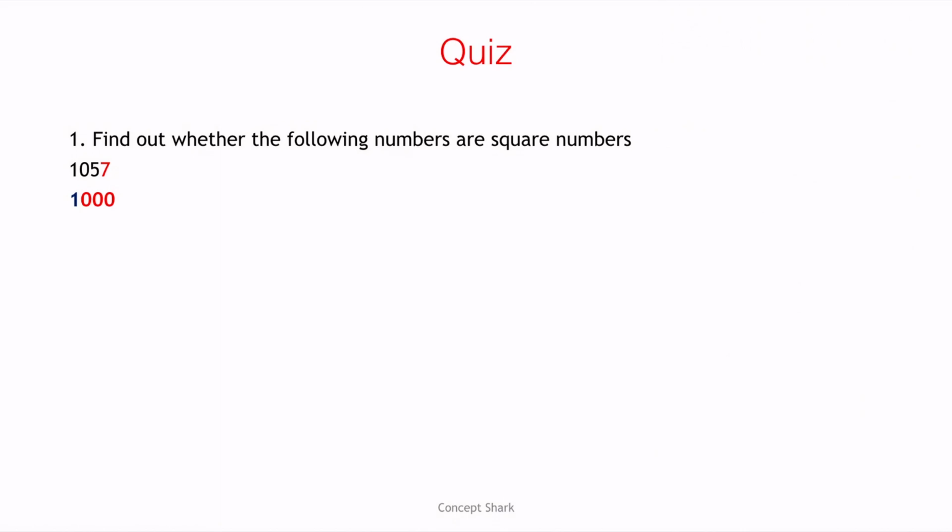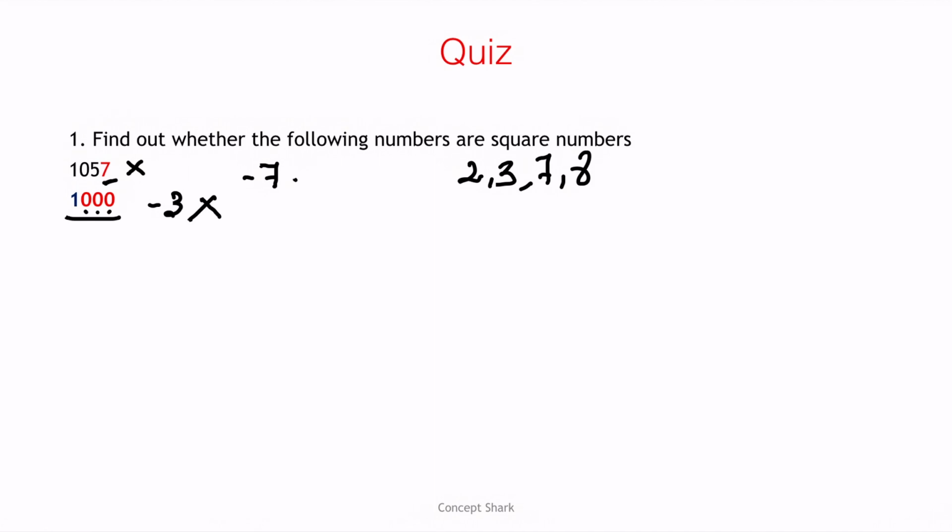First one is, find out whether the following numbers are square numbers. First one is 1057. The units digit is 7. Here, square numbers never end with 2, 3, 7 or 8. So this is not a perfect square number. The second one ends with 0. All square numbers end with an even number of zeros. Here it is an odd number of zeros, 3 zeros. So this is not a square number.